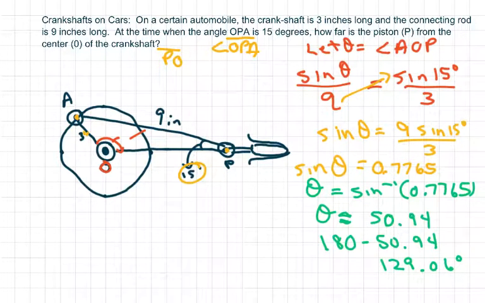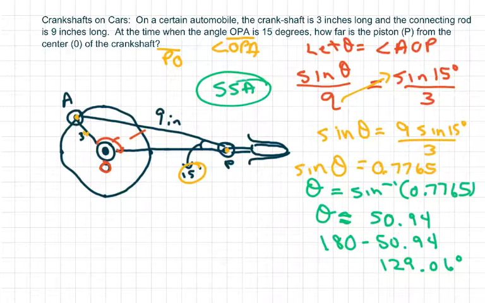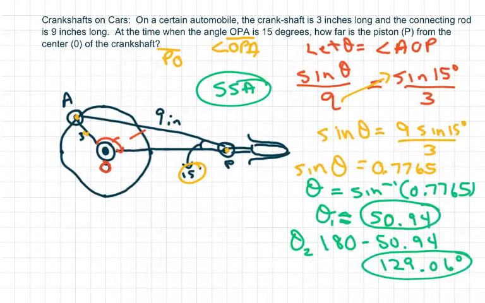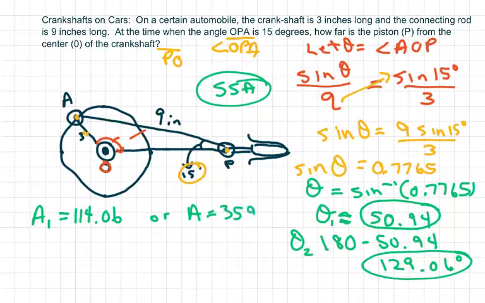So basically this is a side-side-angle problem, and this is the ambiguous case. We have theta equaling 50.94, or I'll call this theta 2 equal to 129.06. So A1 is going to equal 114.06, or A equals 35.94 degrees. This is the ambiguous case where you have to subtract, and you have two different triangles. So we're going to do two different problems, and we'll do it on the next page.